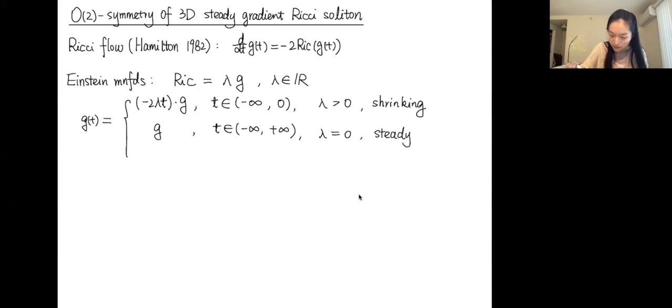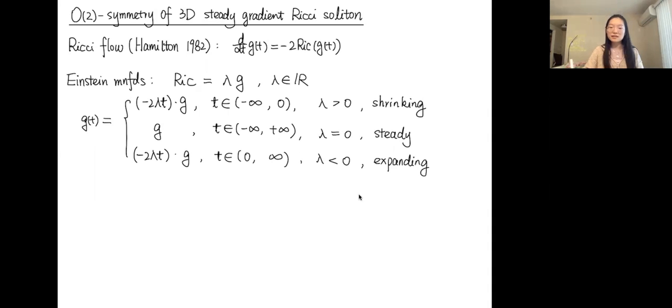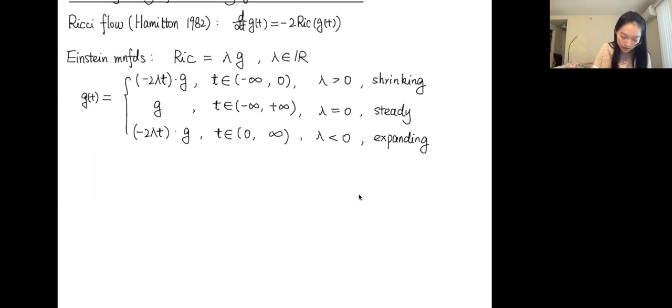Okay, and then if lambda is less than 0, the metric is defined as -2 lambda t times g, with t between 0 and infinity. So this is an expanding flow. As t goes larger and larger, this metric becomes larger and larger. So this is expanding. Oh, sorry, not soliton, just expanding flow. Okay, and so the pictures are like the following.